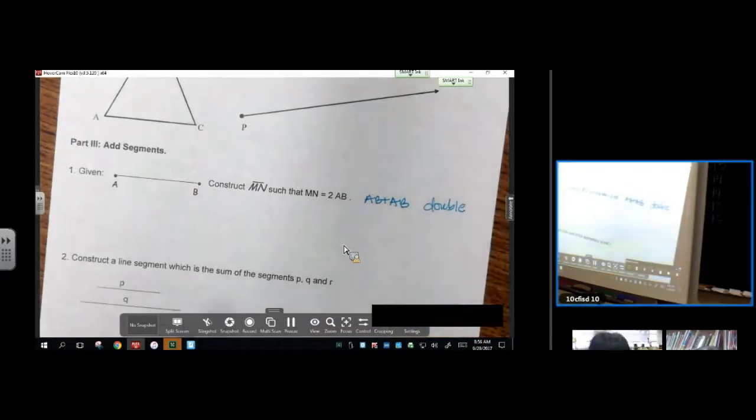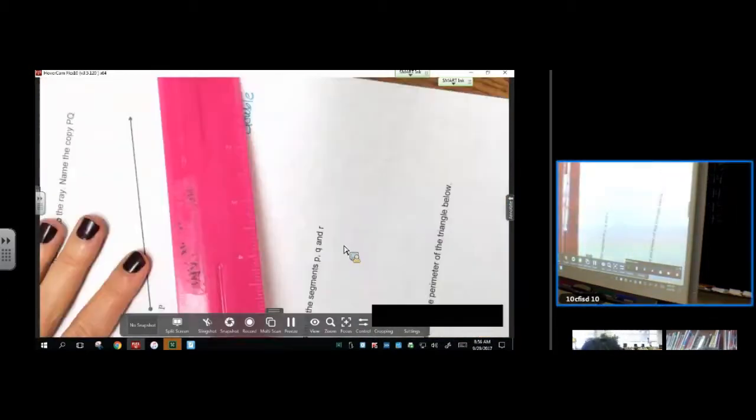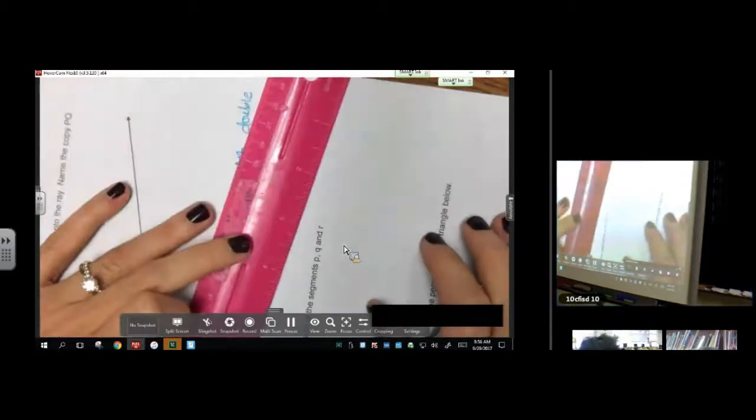Now, if you notice, they didn't give us a ray. When you don't have a ray to start with, you need to go ahead and draw yourself a ray, somewhere to put your answer on. I'm not going to make it horizontal on purpose, because sometimes they're not.